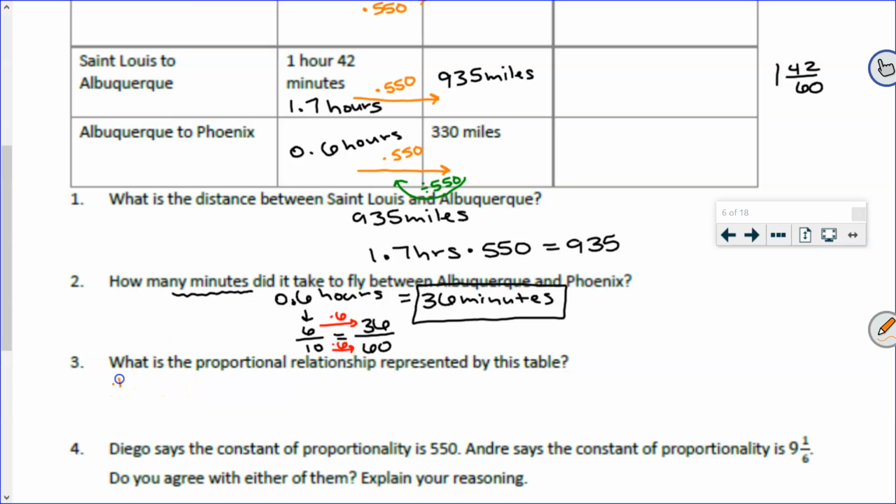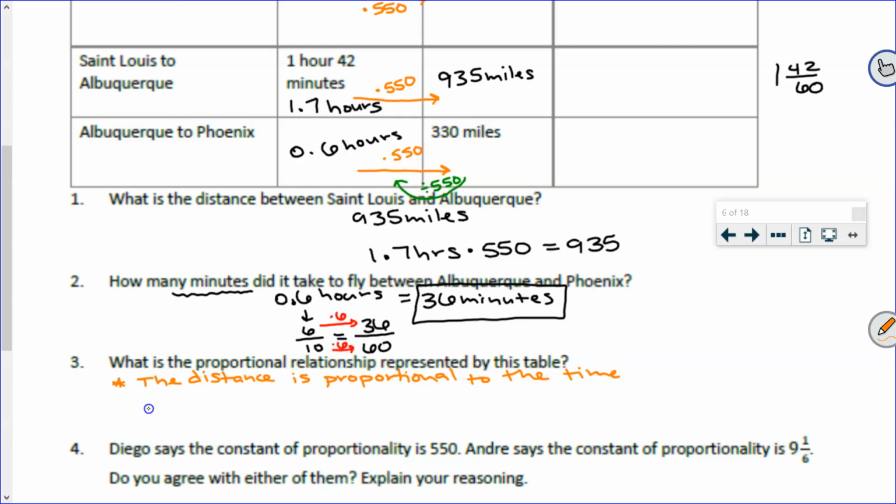What I'm going to write and what I encourage you to write is the distance is proportional to the time. And then here's the big takeaway.